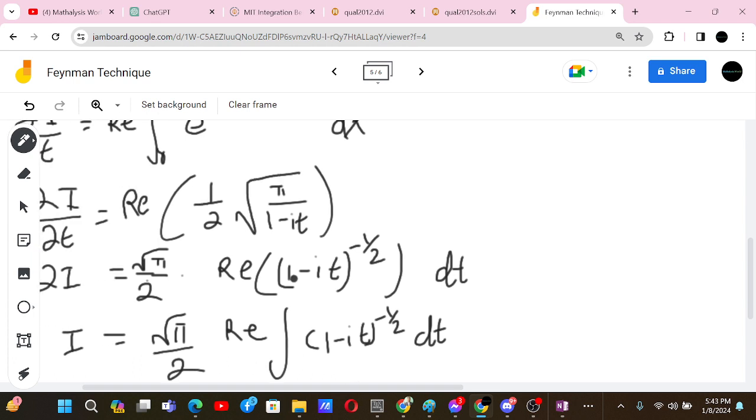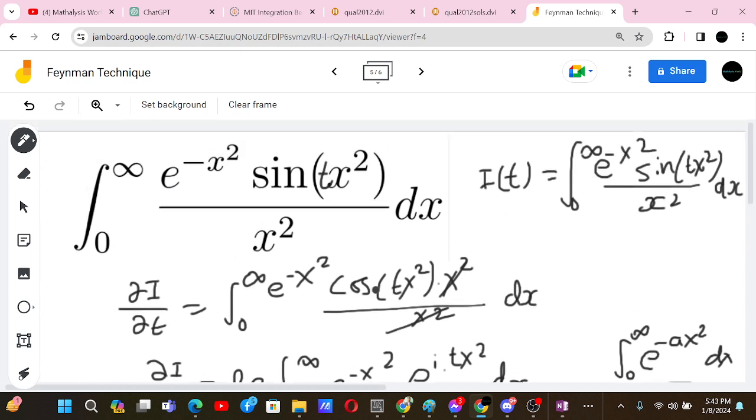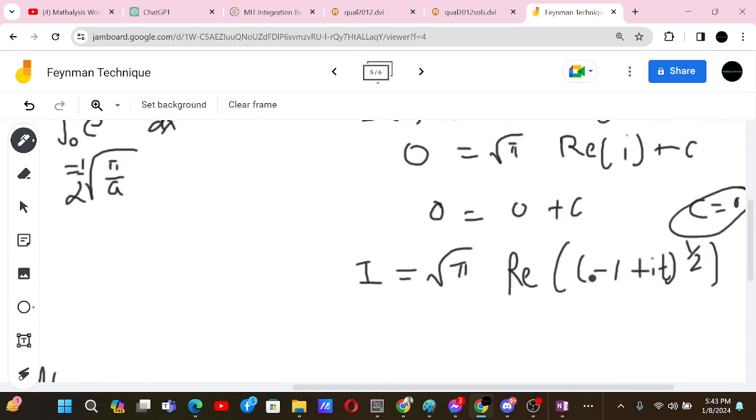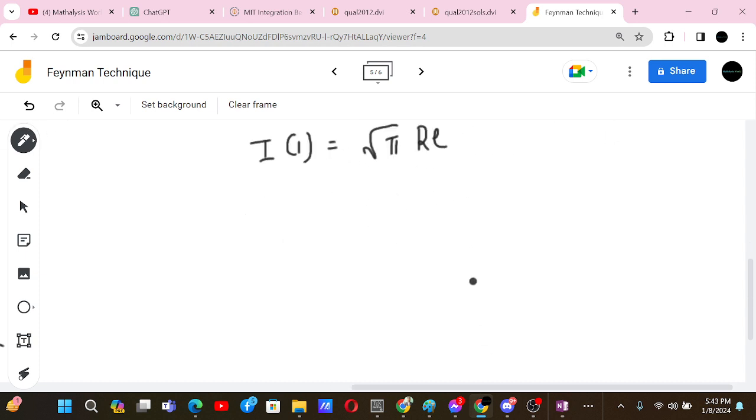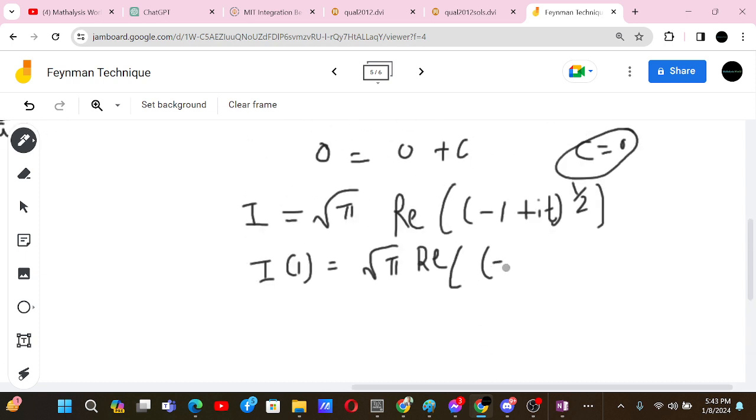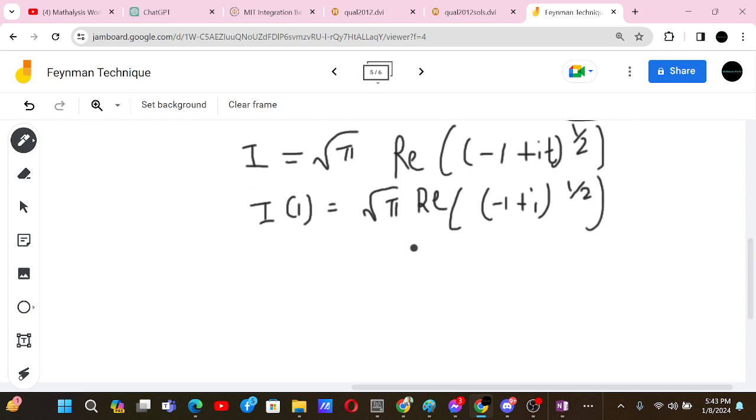Over here, to solve the problem, we need t equals 1. So I of 1 is the answer for us, and that's the real part of (minus 1 plus i) to the power half. Now we need to express this in polar form. Polar form will make it easier to take the exponent of half.